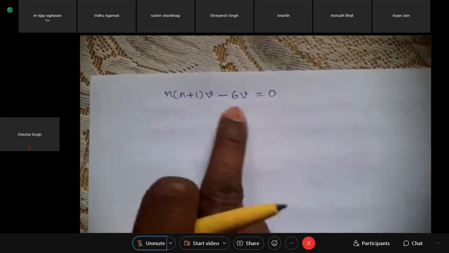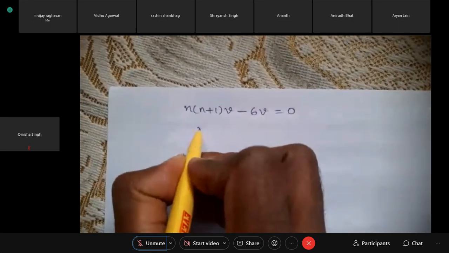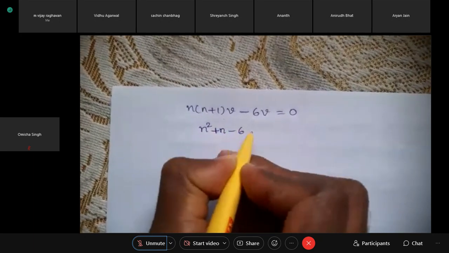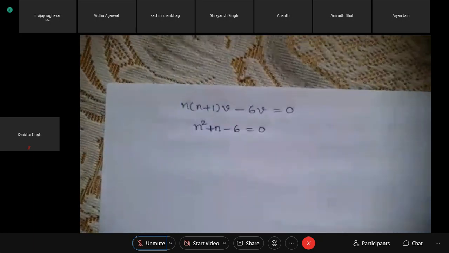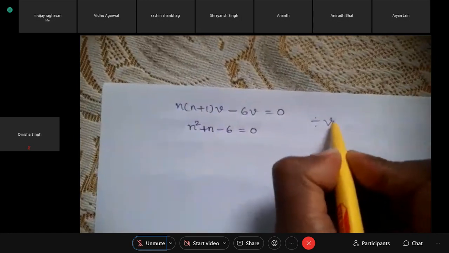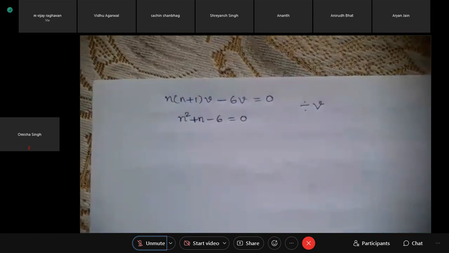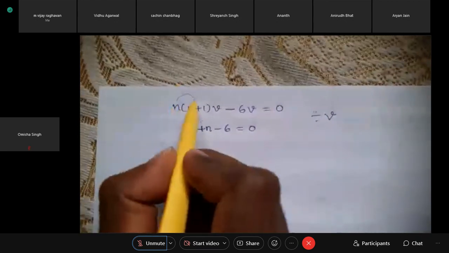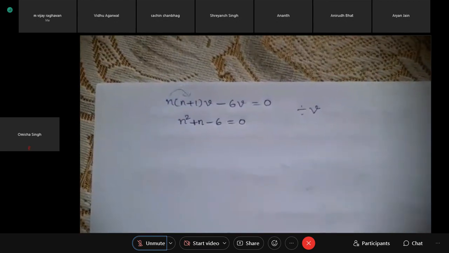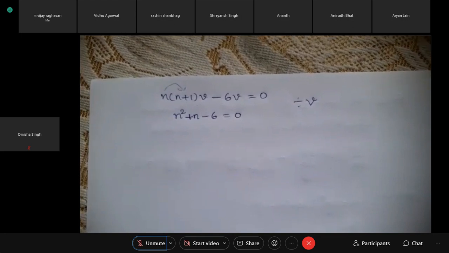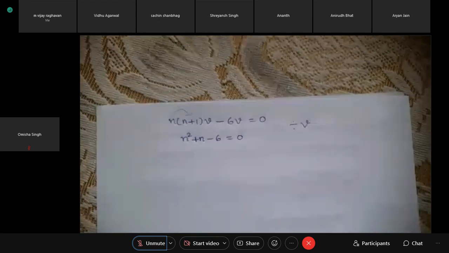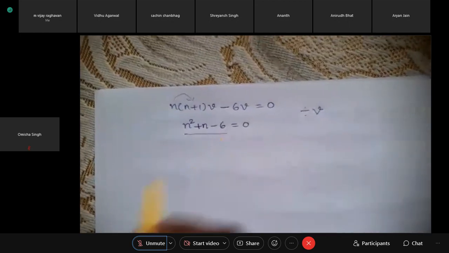Can we get n for this now? It is n square plus n minus 6 is equal to 0. If I divide throughout by v, will I get that expression? n square plus n minus 6 equals 0. Yes, sir. Okay, I just divided throughout by v because I don't need v now. I am very much interested in finding out the value of n. Is it a quadratic equation?